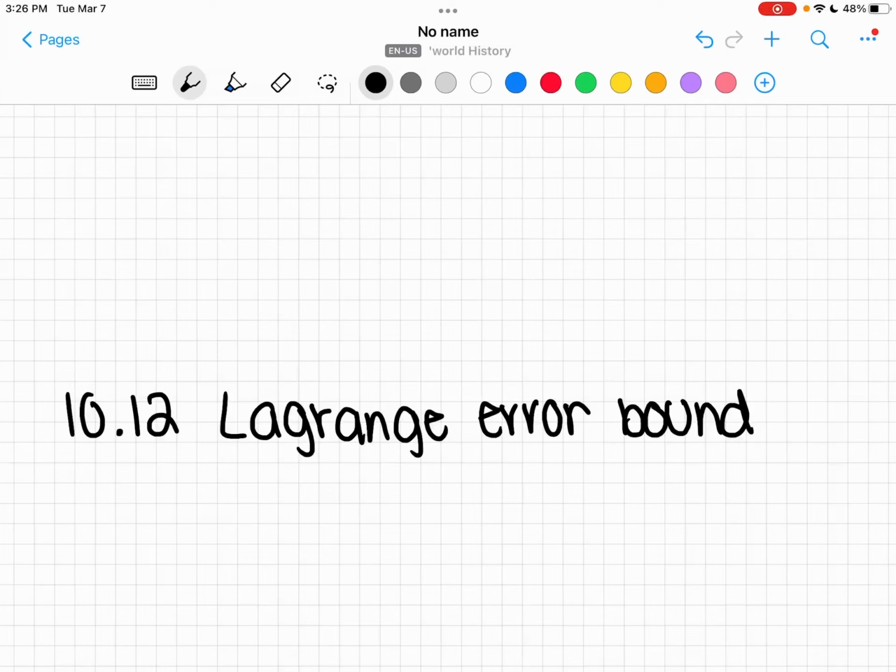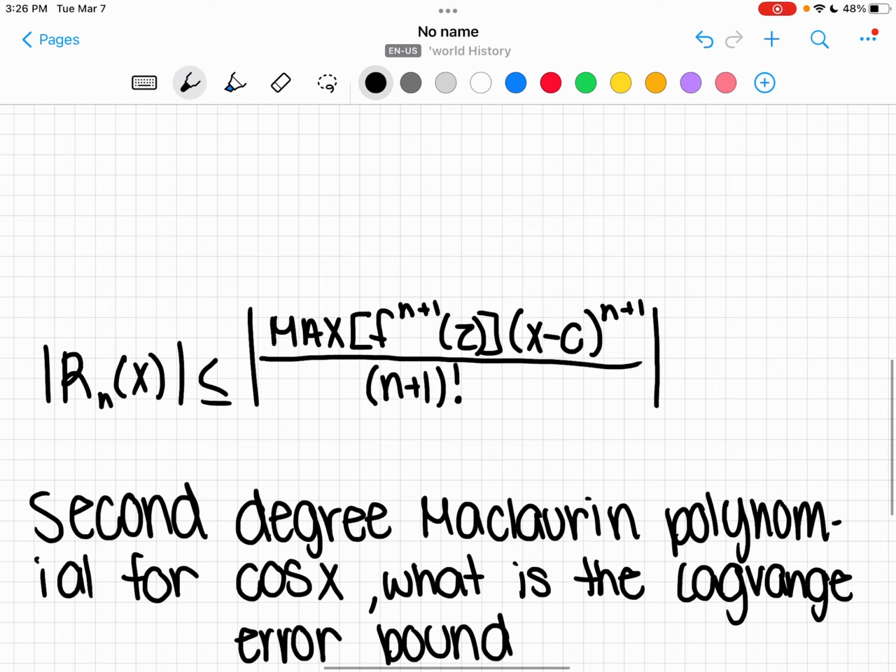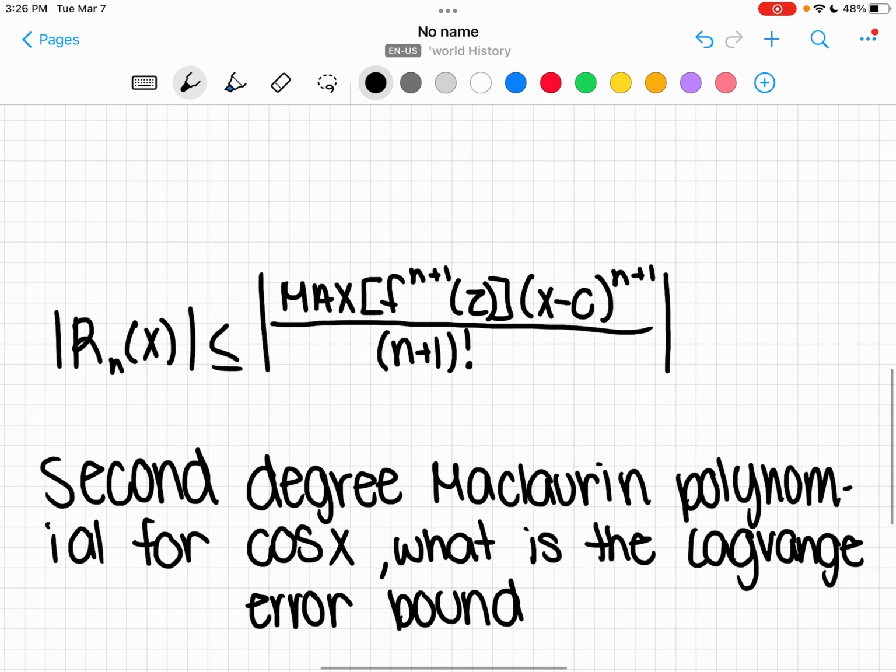Alright, today we're going to be looking at Unit 10.12, the Lagrange error bound. The way that we're going to find it is just our max value of f to the n plus 1, whatever degree we're looking for plus 1, times x minus c to the n plus 1, over n plus 1 factorial.